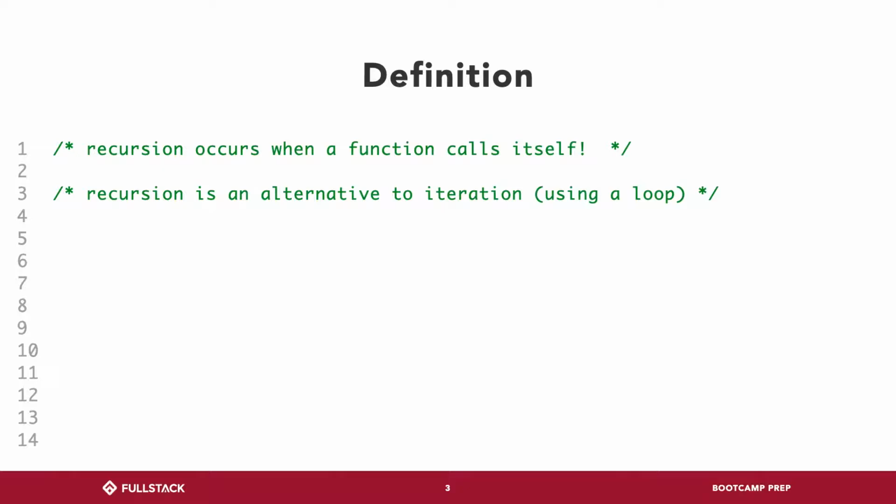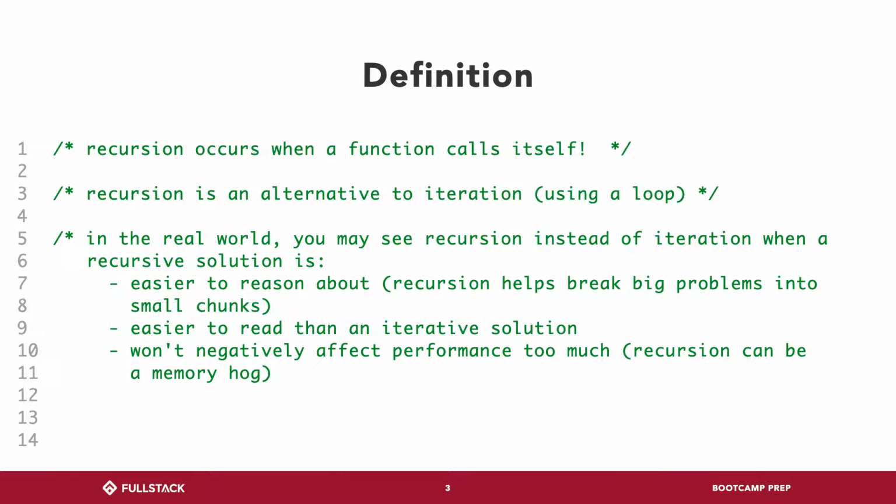So recursion occurs when a function calls itself, and recursion is an alternative to iteration using a loop. In the real world, you may see recursion instead of iteration when a recursive solution is easier to reason about, because recursion does help break down bigger problems into smaller chunks. And it's easier to read than an iterative solution, right? Instead of writing a bunch of for loops and while loops nested, calling a function once is cleaner code, right? And it won't negatively affect performance too much, but recursion can be a memory hog. So it's just something to think about.